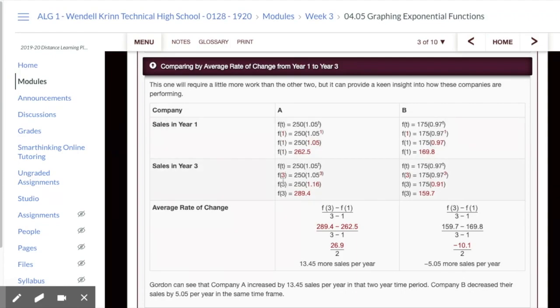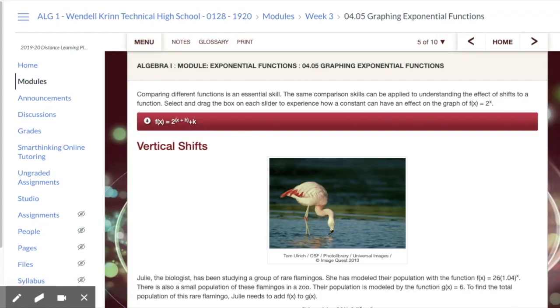And then comparing the average rate of change. So when you're computing average rate of change, remember you always want to take from whatever years they're talking about. So year 1 to year 3. So they're plugging in 1, and then they're plugging in 3. Same thing for company B. Then we have to subtract those. And since we're going from 3 to 1, we have to subtract that on the bottom again. So it looks like we have 13.45 more sales per year, and then -5, because remember it's decay, so -5.05 more sales per year.